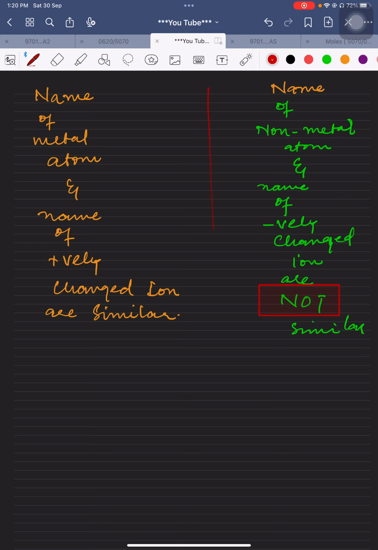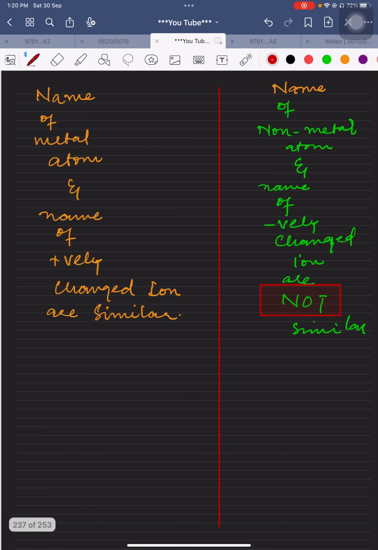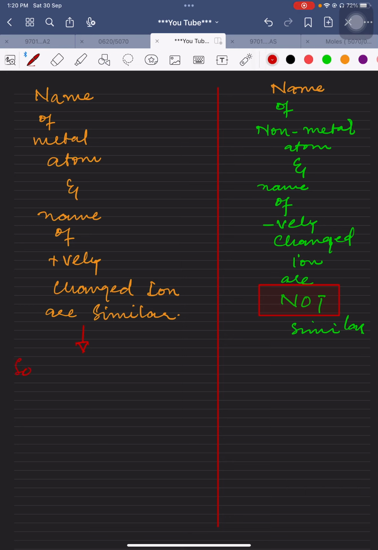All right, let's see what is the story. For example, sodium atom, formula Na; sodium ion, formula Na plus 1. All right. Calcium atom, Ca; calcium ion, Ca2 plus.